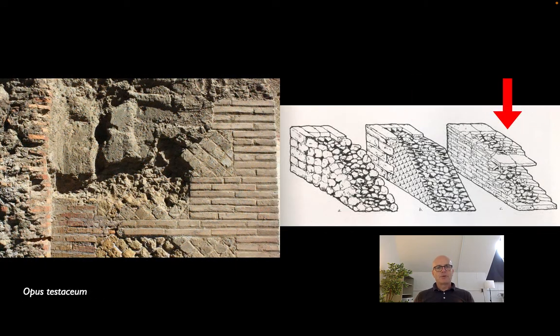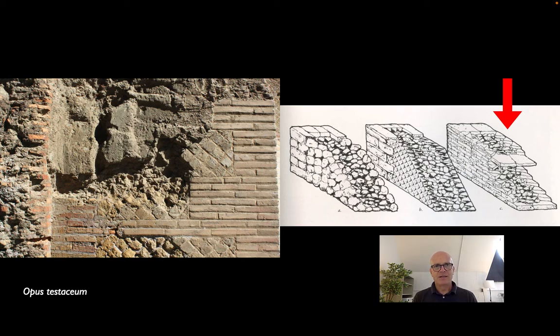And then for something more formal, more finished, they used a form called opus testaceum, which is the flat brick that we saw in the brick-making slides, low, flat, long bricks that are mortared together and that contain the core inside. If you look at the drawing, you can see this is where those flat sandwich-shaped triangular bricks are used.